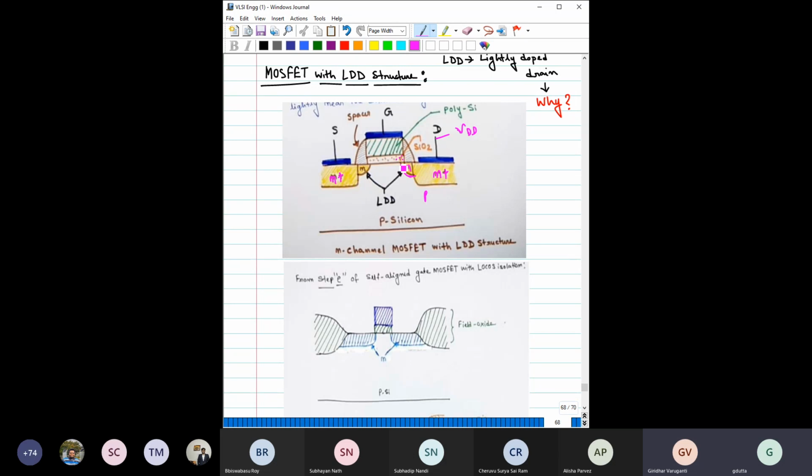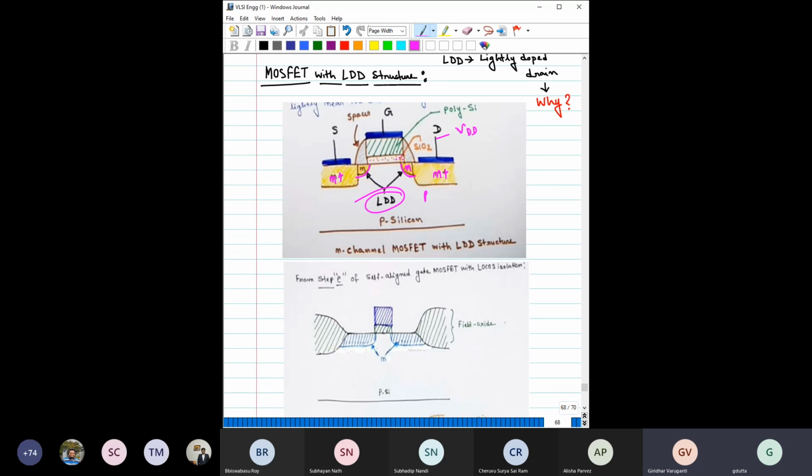So the electrons which come here no longer have that much energy to create those types of damage. That is the sole purpose of making this LDD structure, the lightly doped drain structure. However, from a fabrication point of view, how can you make it only on the drain side? So to make the device symmetric as well as to make the fabrication easy, people make this lightly doped N region on both the source side and the drain side. So that basically forms this LDD or lightly doped drain structure.